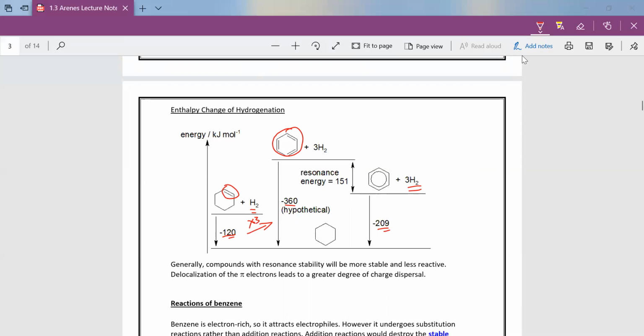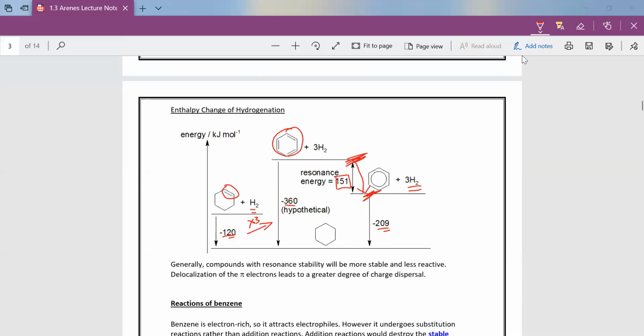So where did that 151 kilojoules per mole go? This is what we call the resonance energy. When the electrons delocalize, this 151 was given out as a kind of stabilization energy. So the overall enthalpy dropped, from this here to here.